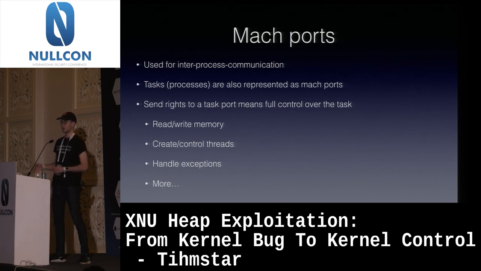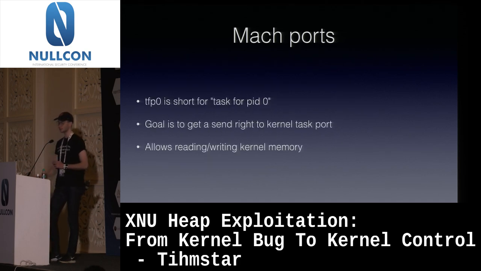These are used for inter-process communication. And tasks, as they're called in Mach, which represent the process, are represented as Mach ports. So every task has a port and a handle to it. A send right to a task port means full control over the task, because these are special. You can send messages or use the API to read and write memory, create and control threads. You can handle exceptions and much more. TFP0 is short for task for pid 0, so the goal is to get a send right to the kernel task port. This will allow you to read and write memory. This is what we want to achieve with our exploits.